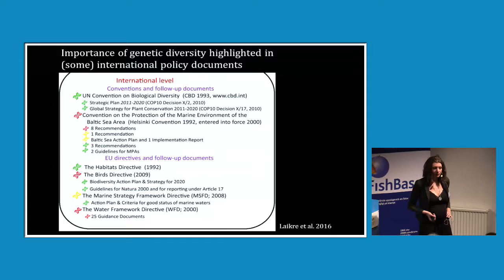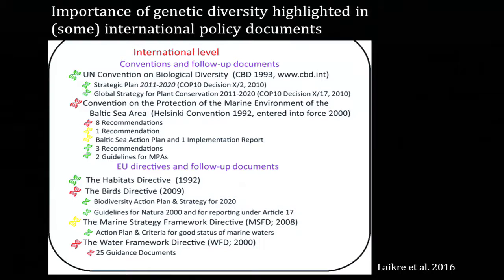We did a study where we looked at different policy documents, both on an international level, a national level, and a very local level of marine protected areas in the Baltic Sea, to see how managers can actually implement this theoretical knowledge that genetic diversity is important to conserve. What we saw in this study was that in international agreements, especially the Convention on Biological Diversity, the importance of conserving genetic variation is very clearly stated. It's shown here by green DNA symbols.